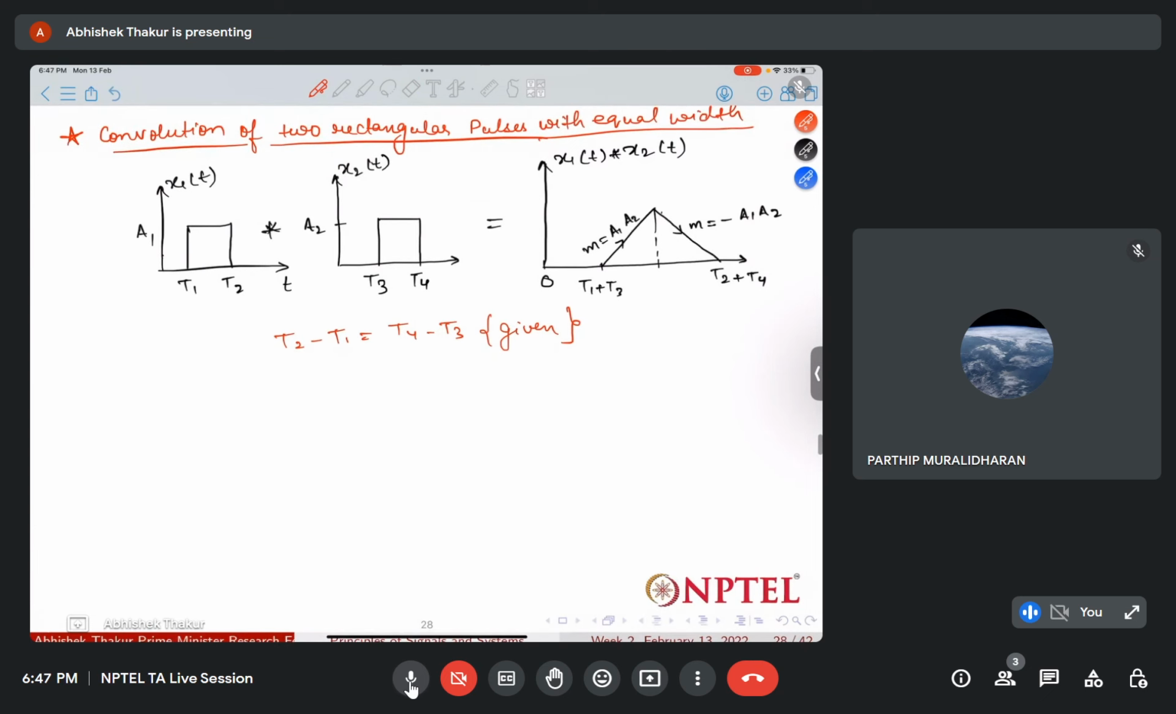Now we will see for unequal width. Convolution of two rectangular pulses with unequal width.